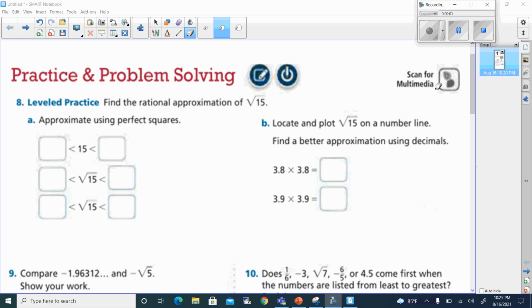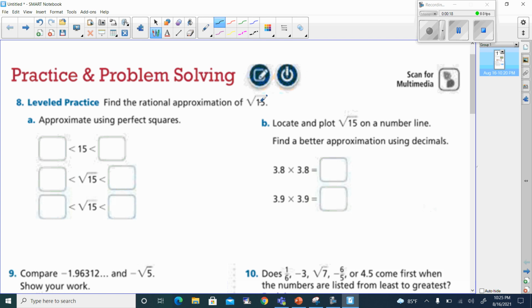Guys, let's go ahead and start on tonight's homework. We're going to start off by finding the rational approximation of the square root of 15. We're going to approximate using perfect squares. So we're going to take the square root of 15 and just turn it to 15.